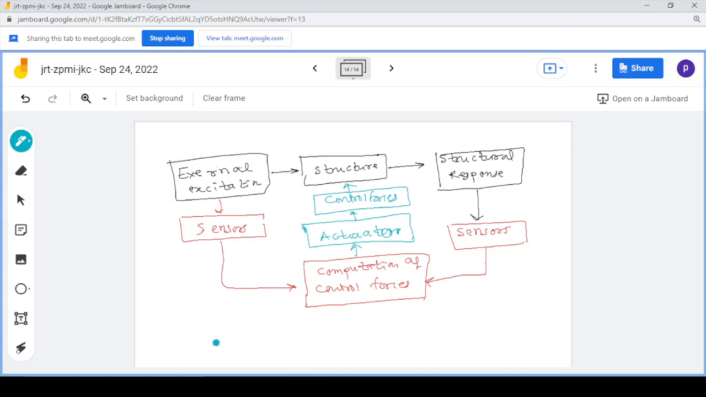So which are the major components in this case? Major components are actuators, sensors, and controllers. Okay. So in this way, we can have the active vibration control system and its elements and interactions of the system with the controlled mechanical structure. Okay.